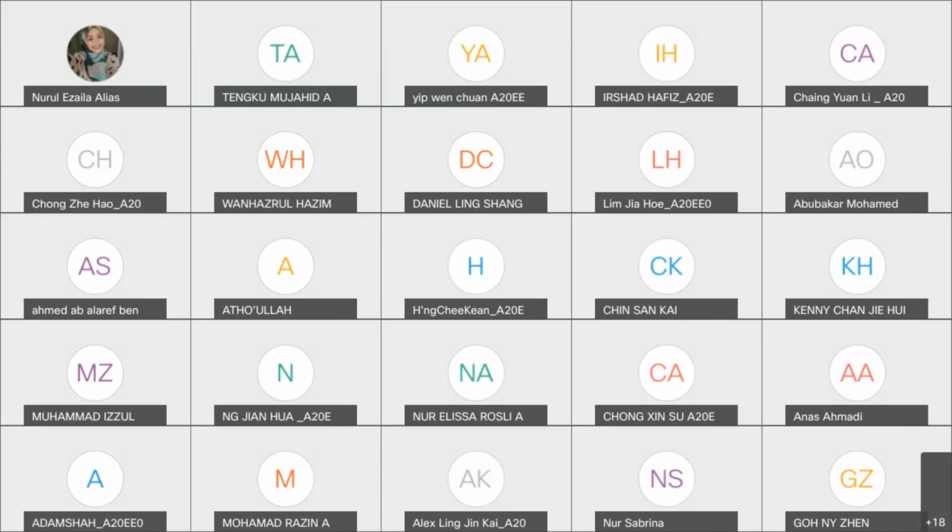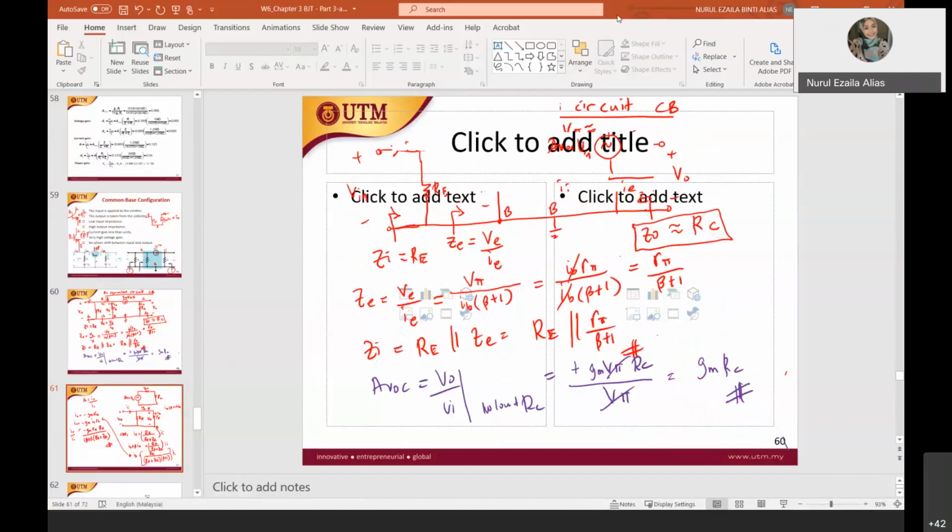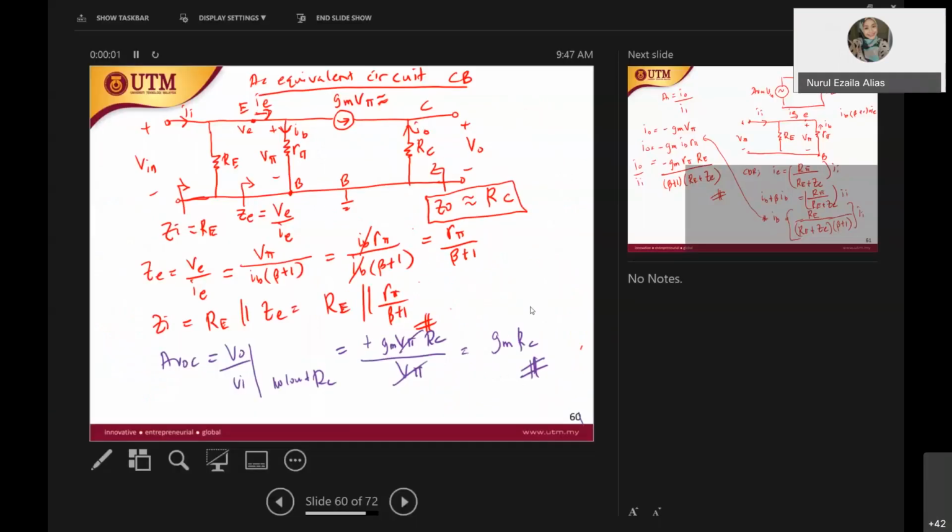So why is IE not equal to IB plus GM V pi? Irshad, if you derive that, GM V pi is actually equal to the IC just now. It is equal to the beta IB, so it is the same thing. What I'm saying? Let me show you again. So Irsyad said, why is IE not equal to IB plus GM V pi? It is actually the same thing.